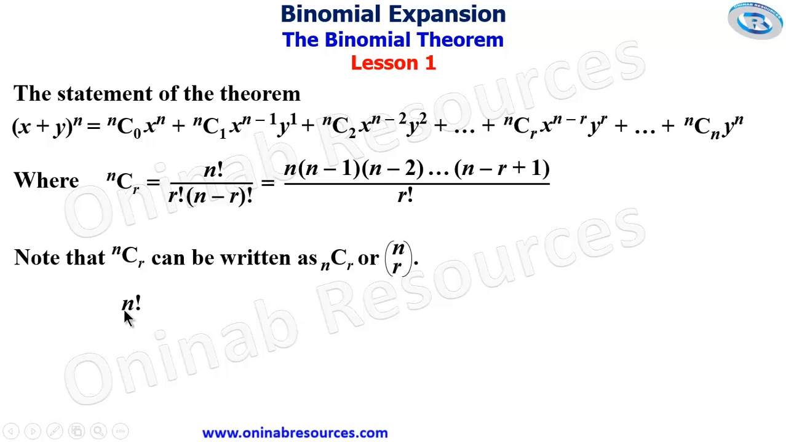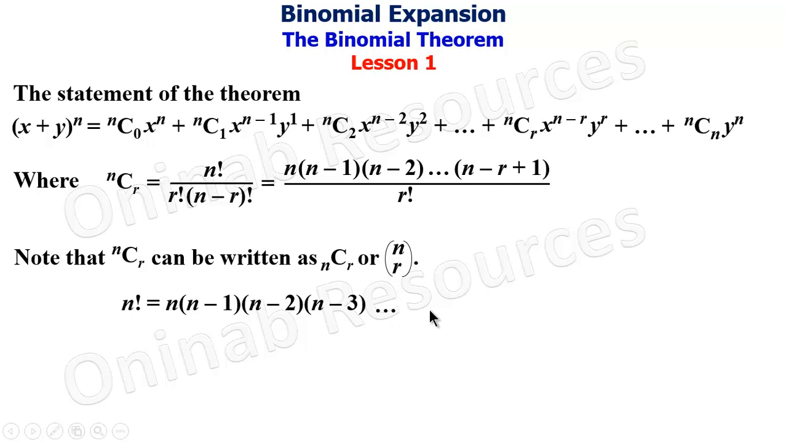And also note that n factorial is equal to n times n minus 1 times n minus 2 times n minus 3 up till times 4 times 3 times 2 times 1. So this has been taken care of in permutation and combination. Check our channel also for the videos. Now this is the binomial theorem we'll be using to solve binomial expansion in this video.